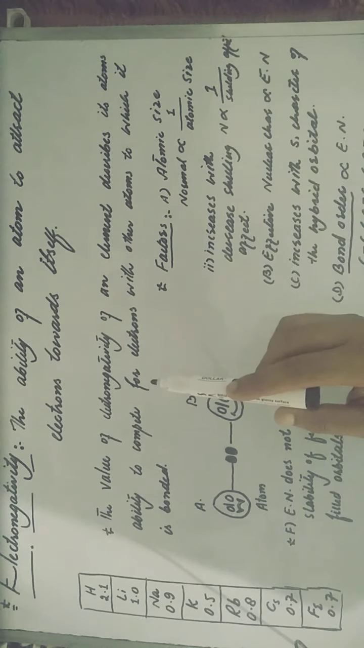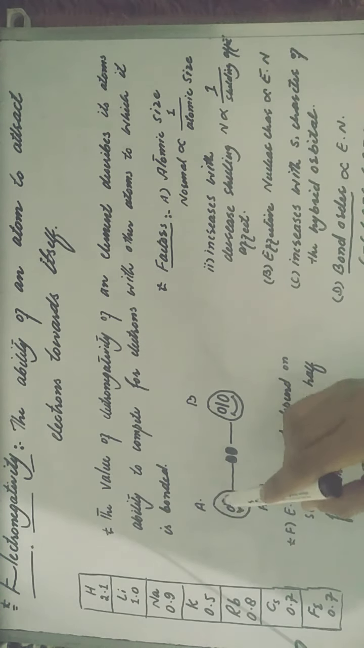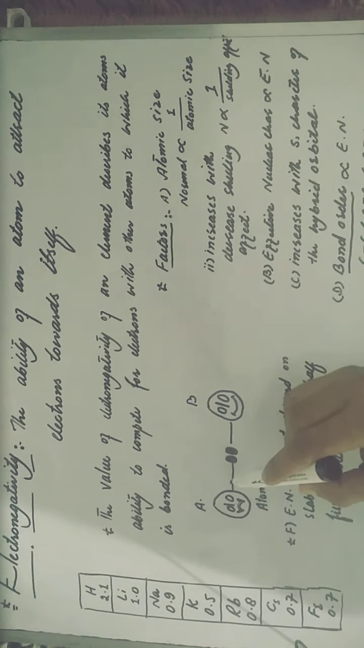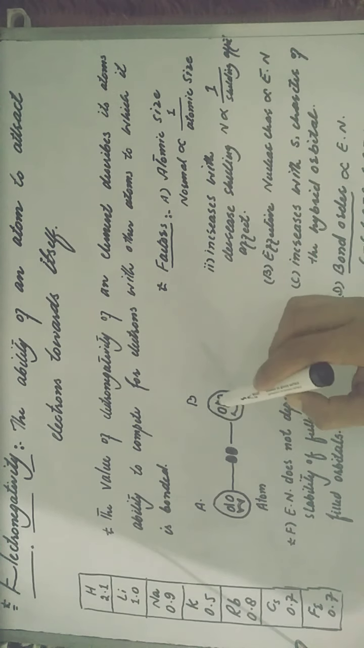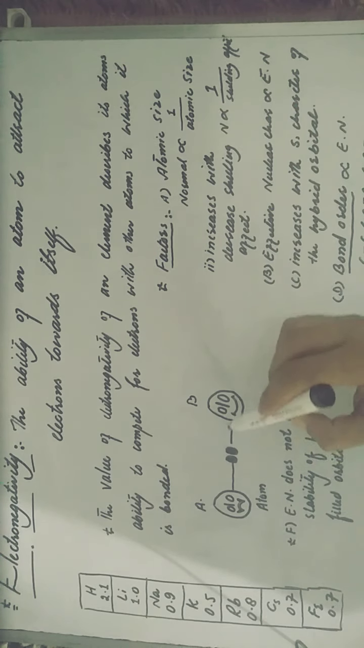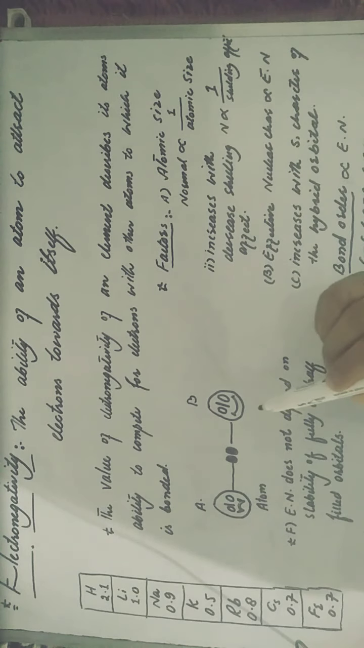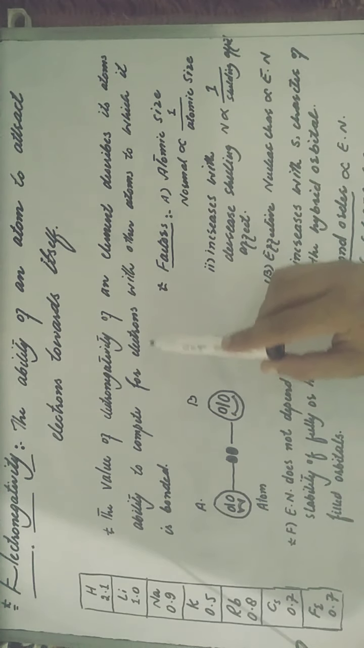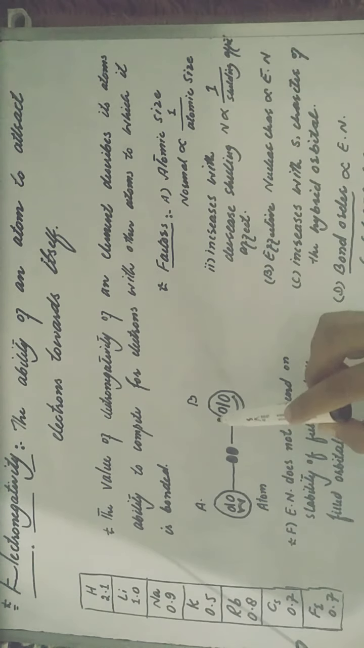So electronegativity is the ability with which this atom's nucleus will attract electrons towards itself, and this atom's nucleus will attract this pair of electrons towards itself. It's this tendency which is called electronegativity. The value of electronegativity of an element describes its atoms' ability to compete for electrons with other atoms to which it is bonded. These two atoms are bonded.